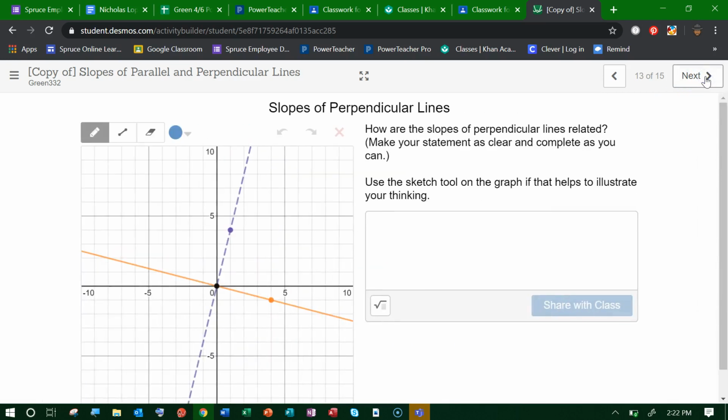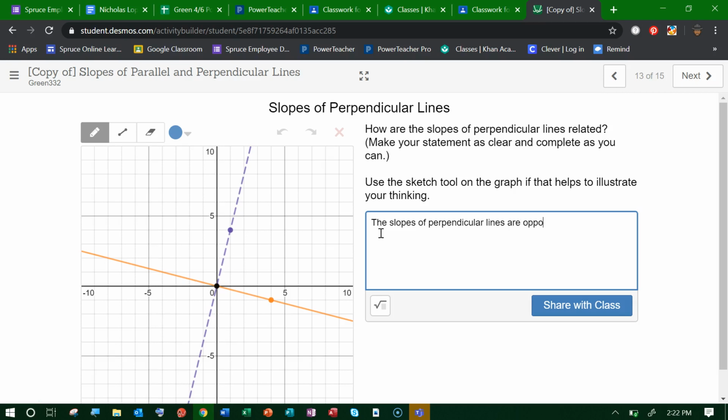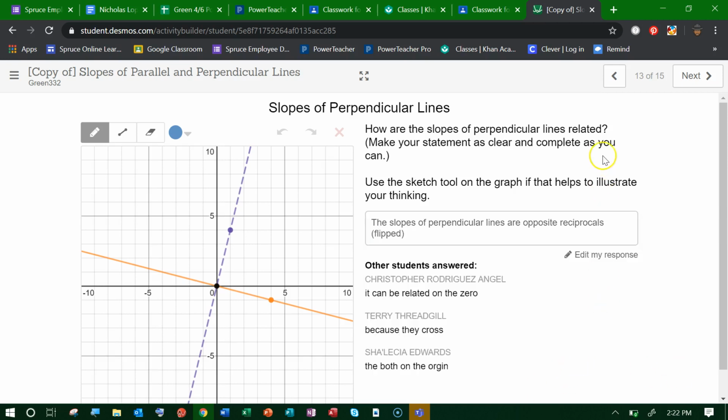So how are the slopes of perpendicular lines related? Okay. The slopes of perpendicular lines are opposite reciprocals, which we learned in class or in the lesson, flipped.